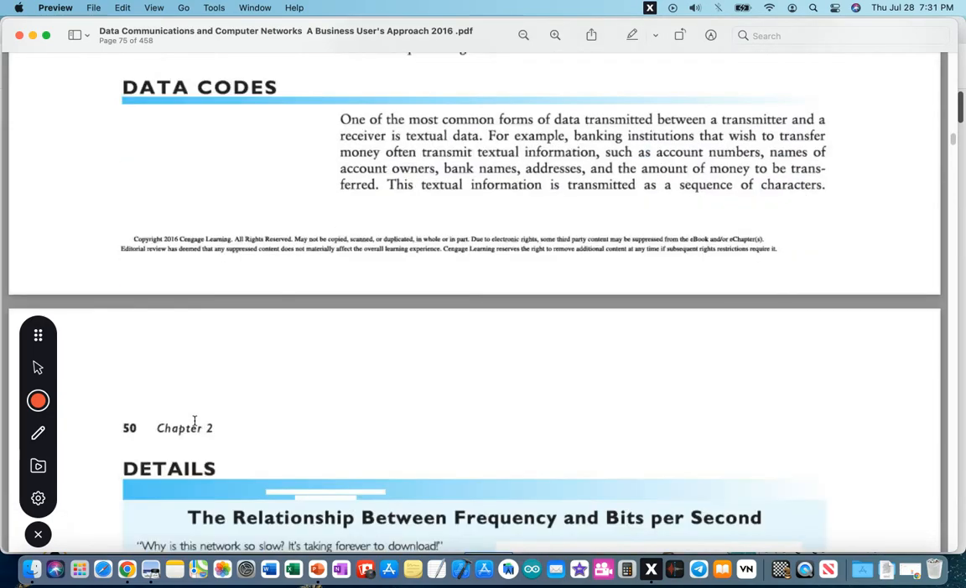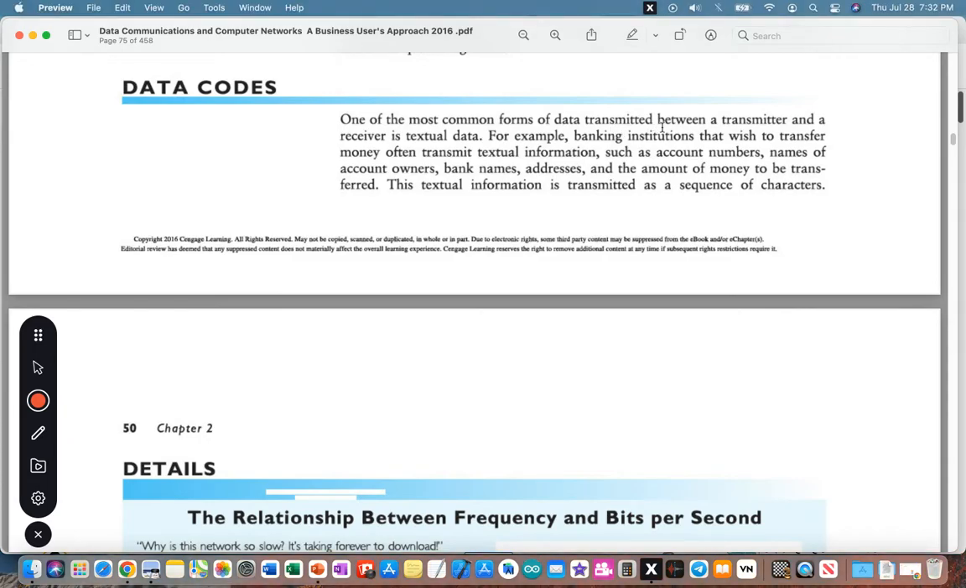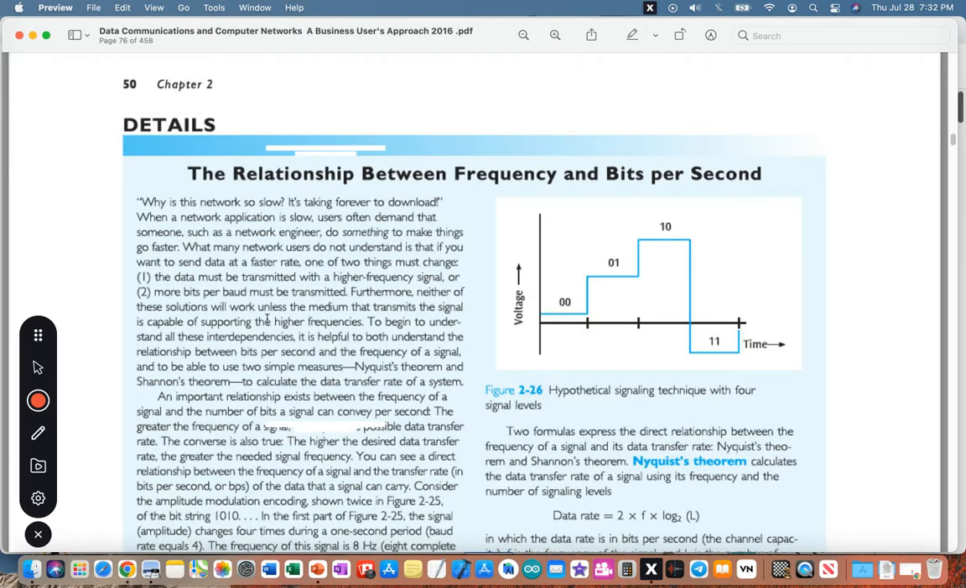All right. Data codes. One of the most common forms of data transmitted between a transmitter and a receiver is textual data. For example, bank institutions that wish to transfer money often transmit textual information such as account numbers, names of bank owners, bank names, addresses, and the amount of money to be transferred. This textual information is transmitted in a sequence of characters. Data codes. Relationship between frequency and bits per second.